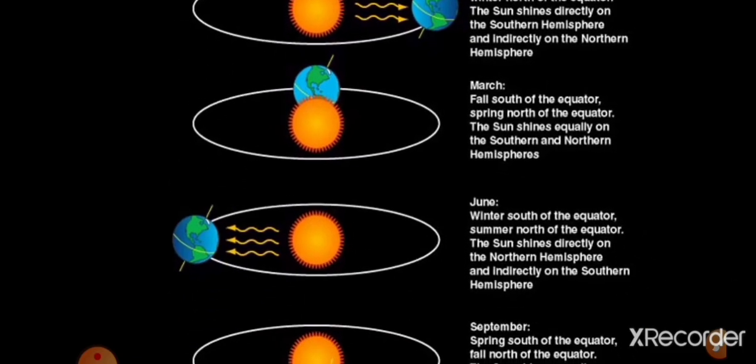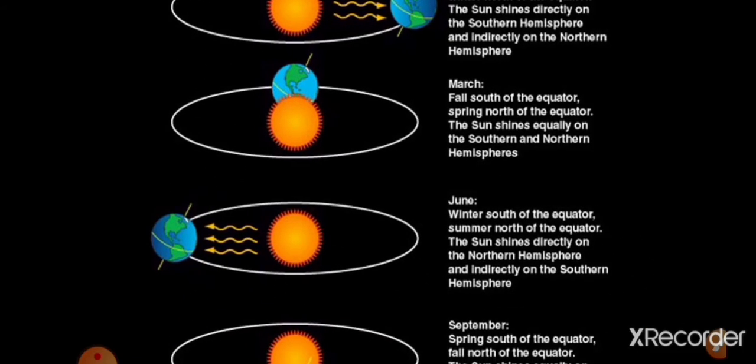Okay, the next is the position of the earth far away from the sun. So, south of the equator, or the southern hemisphere, experiences winter season, and the northern hemisphere experiences summer season.